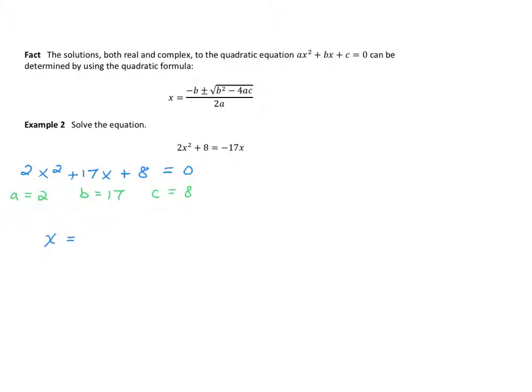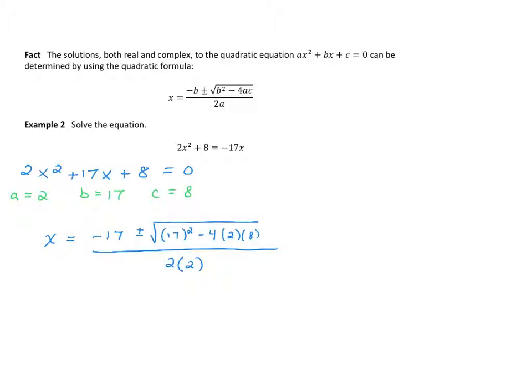Okay, this becomes negative 17 plus or minus. This is in the formula to indicate that there can be two potential solutions. We then get the square root of 17 squared minus 4 times a, which is 2, then times c, which is 8. And this is all divided by 2 times a, which is 2.